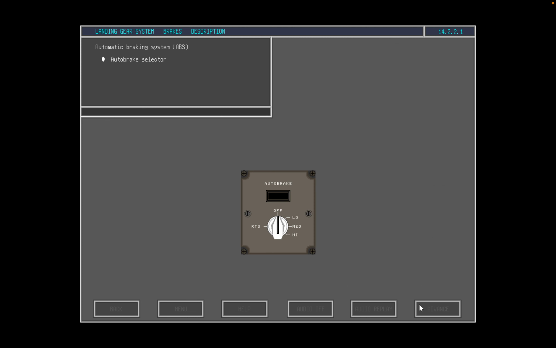An automatic braking system is fitted and is controlled by a selector on the center instrument panel. This may be used as an alternative to the manual system. That completes the section on description.